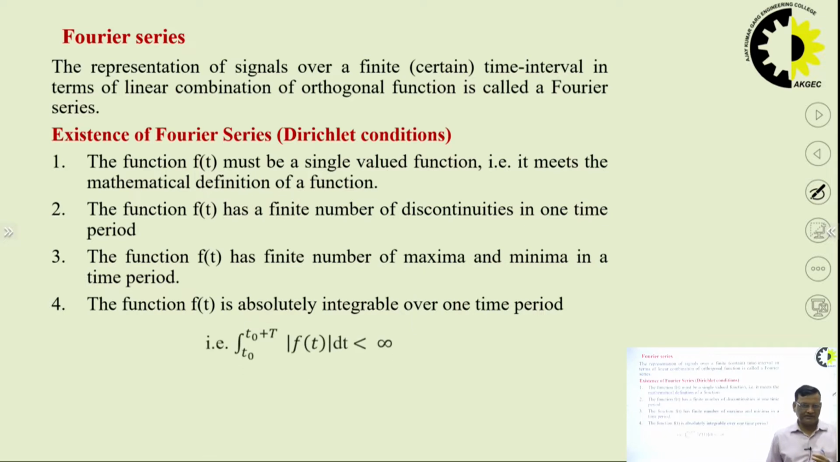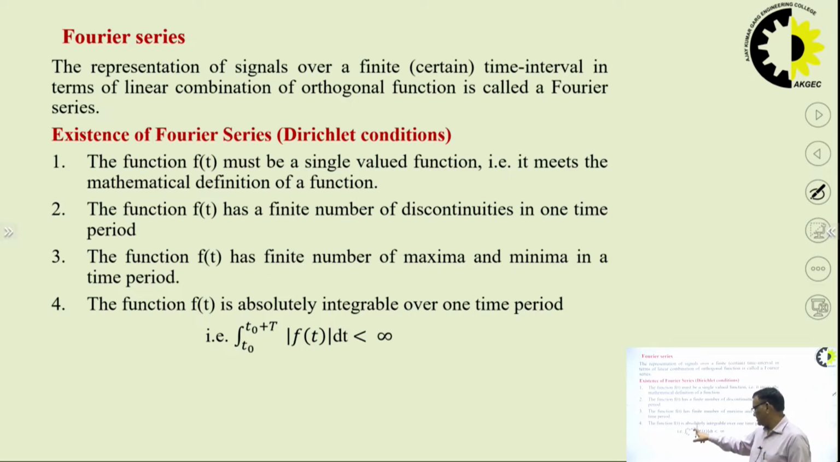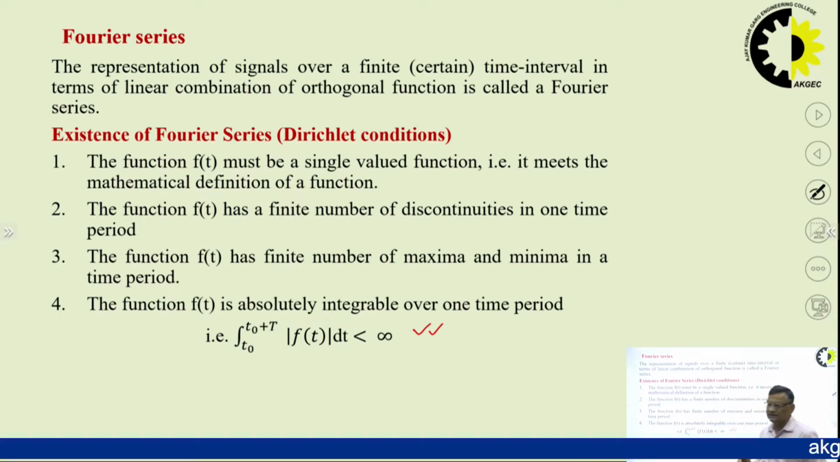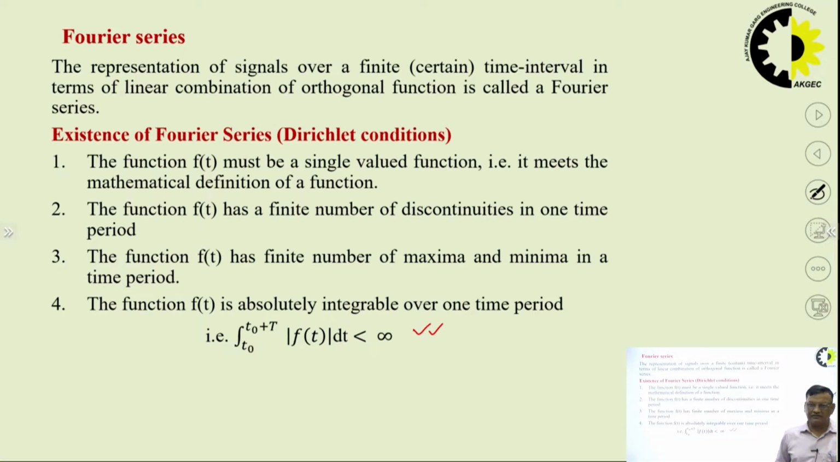Mathematically we can define this. We take a function f(t) and integrate over one time period, say from t0 to t0 plus T. Here capital T is the time period of the function. If the integration is less than infinity, it means we can have the Fourier series of this function. This expression is very important. Analytically we can identify whether we may be able to represent the signal in terms of Fourier series or not, and that is decided by this expression.